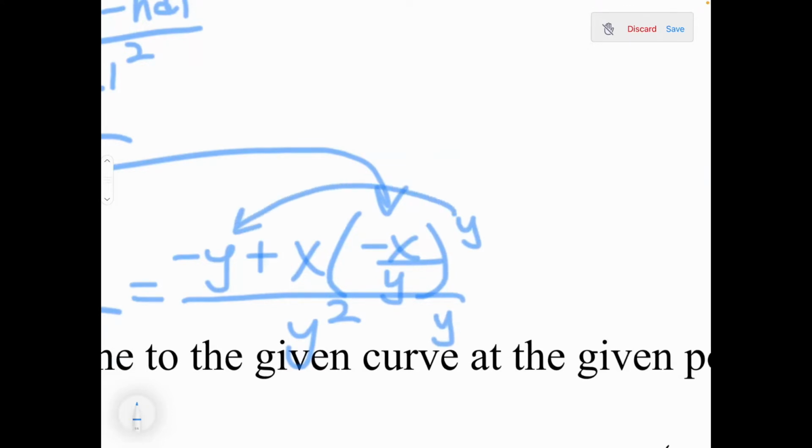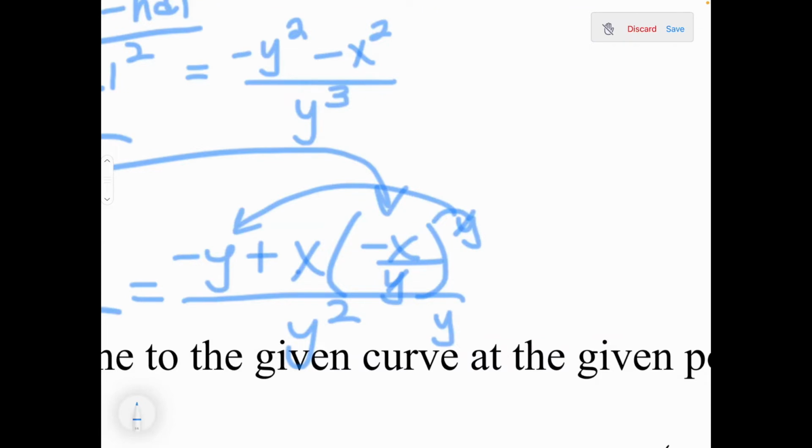Y times y is negative y squared. Y times this x times negative x is negative x squared. And if we multiply the y by that, the y and the y are going to cancel. So the numerator, we get negative y squared minus x squared. Denominator, we get y squared times y squared, which is y to the third power.